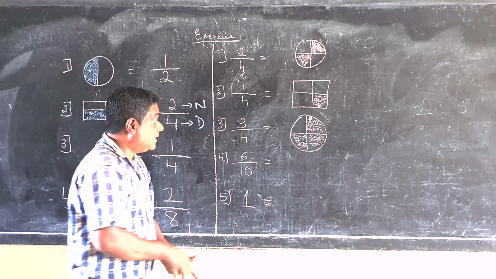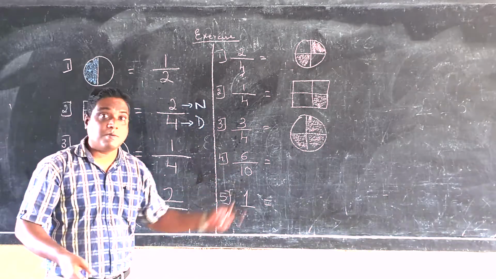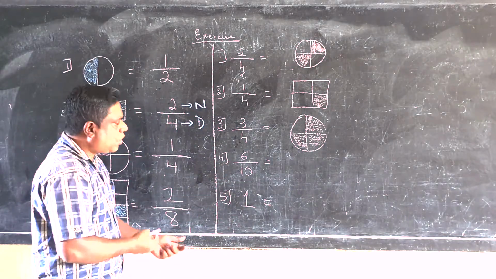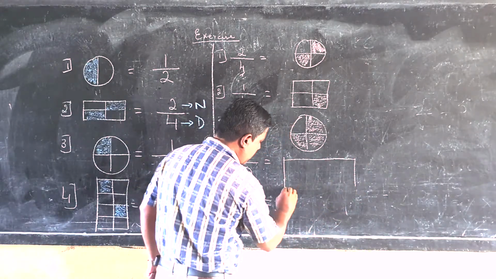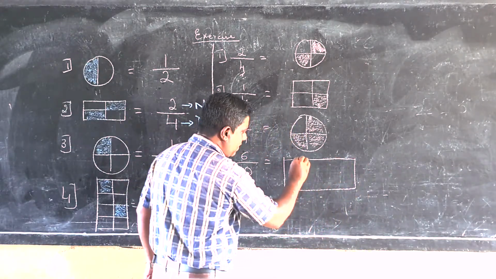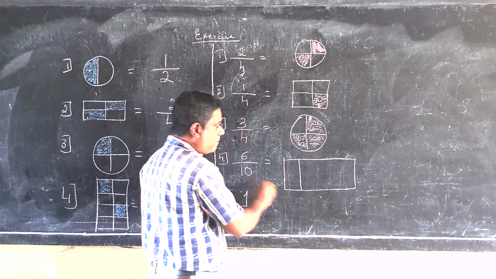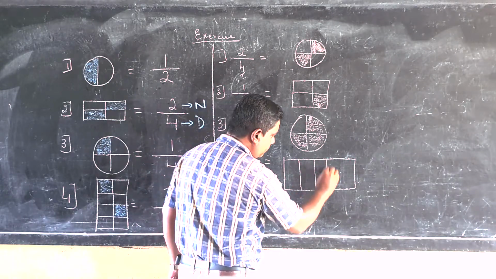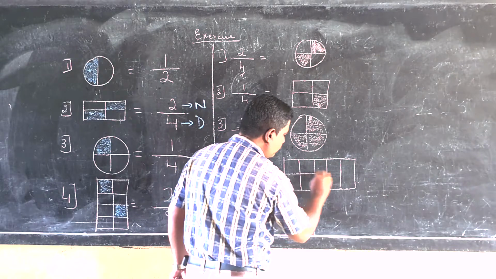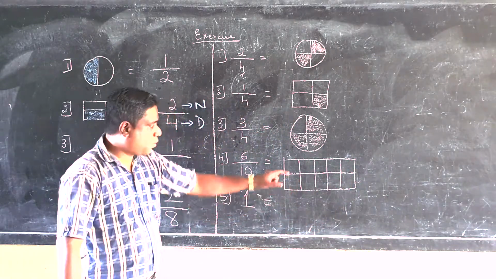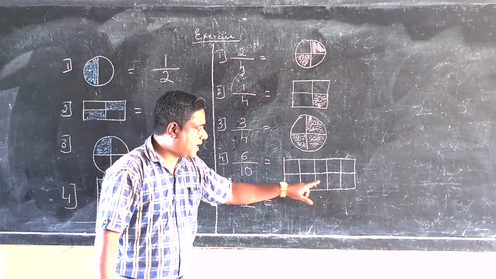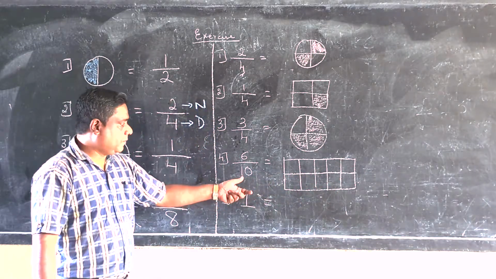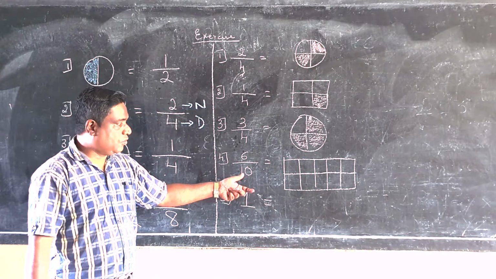3 parts. Then I have 6 upon 10. It's a big number. So draw anything. Let's say I want to draw a rectangle. Dividing into 10 parts. Count if it is 10. 1, 2, 3, 4, 5, 6, 7, 8, 9, 10. So divide this into 10 parts.